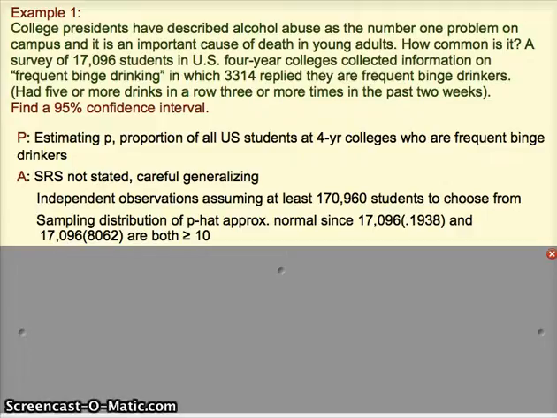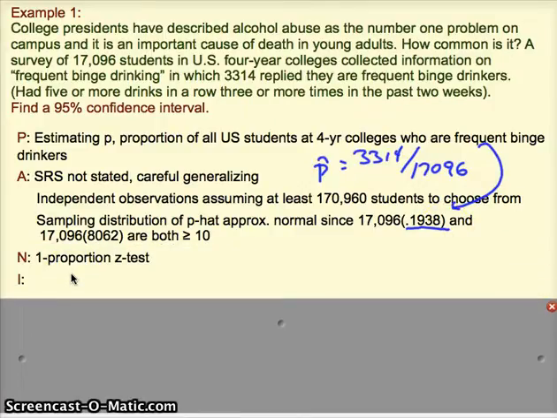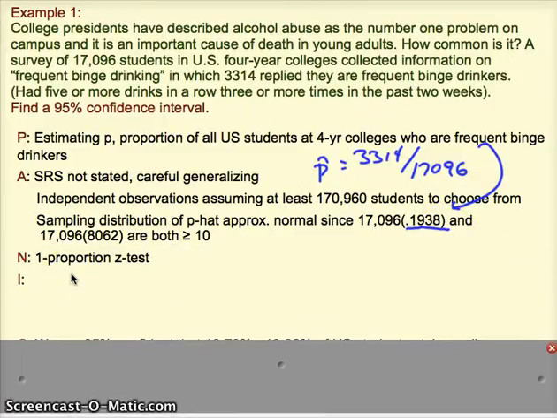We're checking n times p and n times 1 minus p greater than or equal to 10, but we don't have a p. So we're going to use the best p we have, and in this case, we don't know p, that's why we're doing a confidence interval. So p hat here is equal to 3314 over 17096. So in the check for normality here, we have to use p hat, the best p we have, and that's 0.1938. It's a one proportion z-interval.